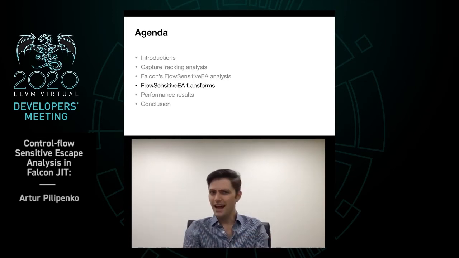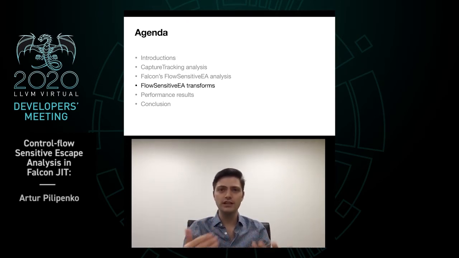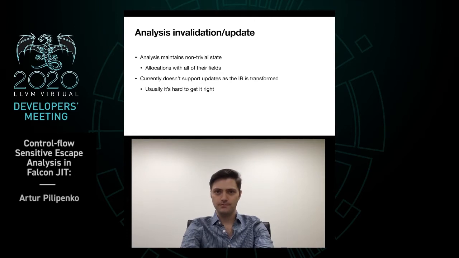So if we look back at the limitations of capture tracking, we can compare now. The analysis I presented is flow sensitive. It handles unescaped object graphs, including graphs with cycles, and it is a caching analysis. We compute analysis in one go, and after that we can make individual queries relatively cheaply. Now let's look at the transforms which can be made using this analysis.